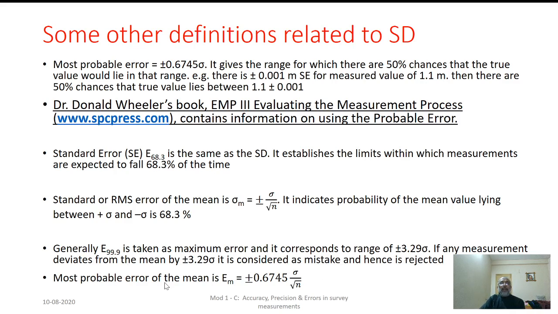The most probable error of the mean is expressed as EM and it is nothing but 0.6745 sigma by root m.